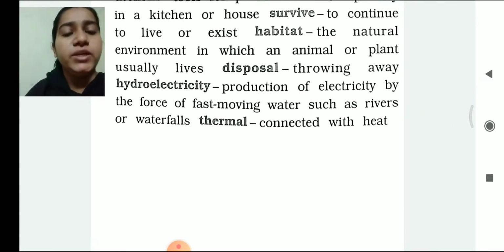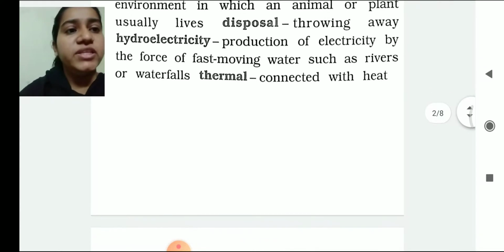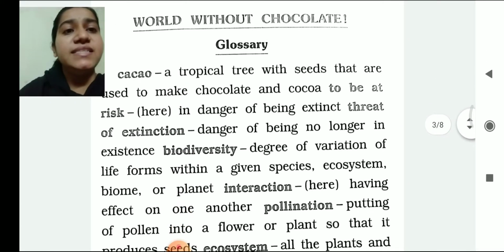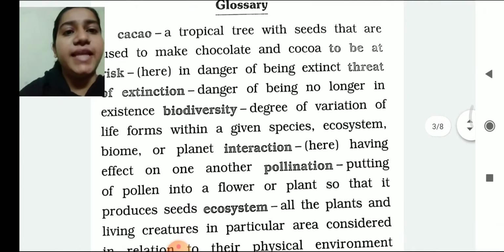Disposal, that means throwing away. Hydroelectricity, that means production of electricity by the force of the fast moving water such as rivers or waterfall. And thermal, that means connected with heat. Now let's see the glossary of activity number 9.